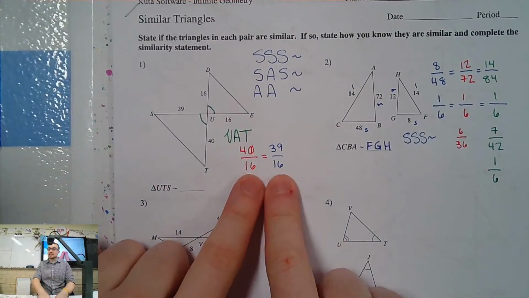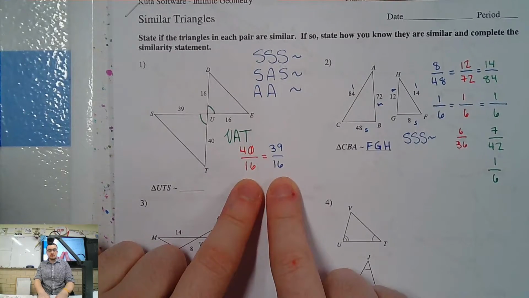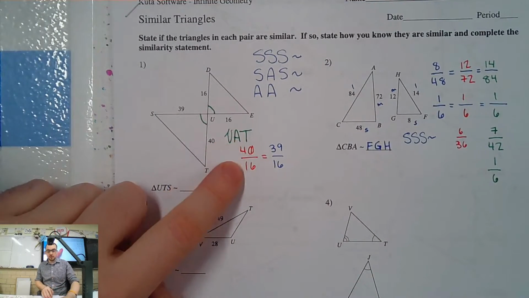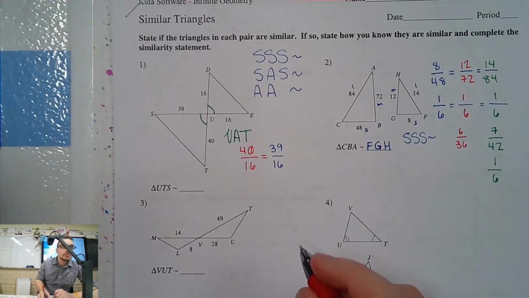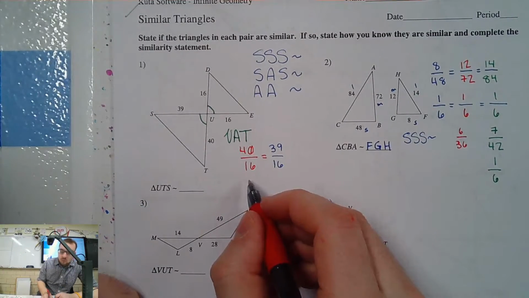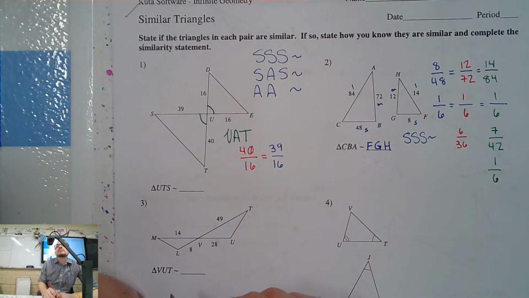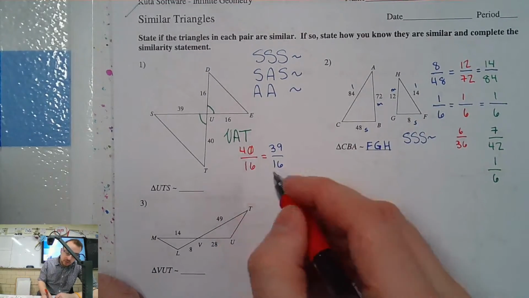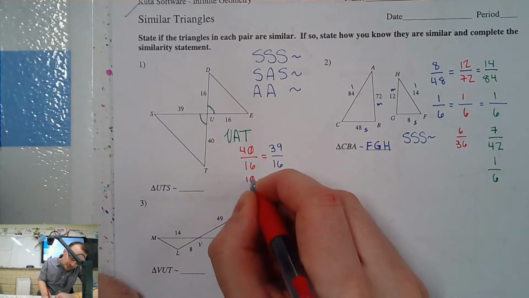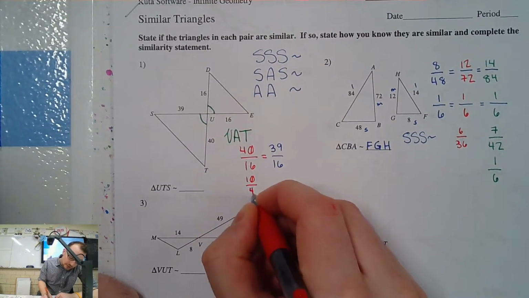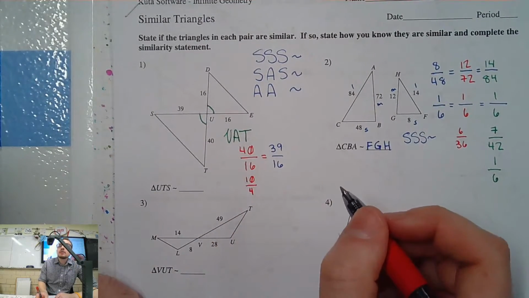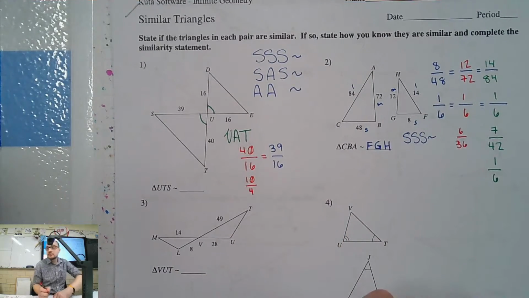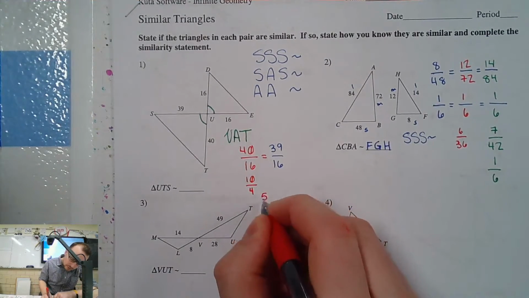Now the question is, is this true? Well, we can reduce one of these, right? What's 40 over 16? How do I reduce that? What are both divisible by? 4. 2 works, but 4 works even better. What's 40 divided by 4? And 16 divided by 4 is? 4. Okay, good. We can keep going. Can I divide those by 2 again? So 5 over 2.